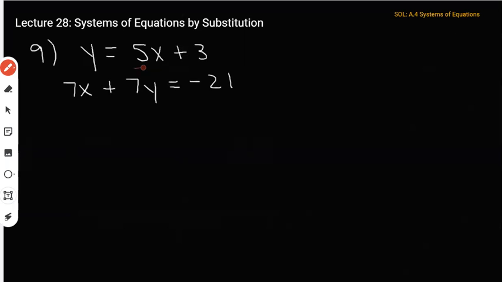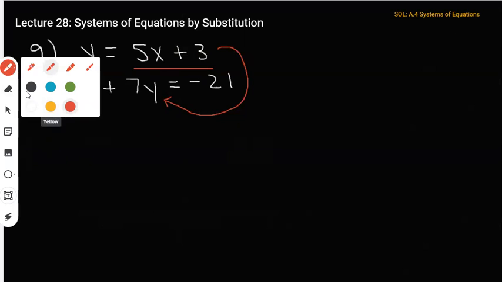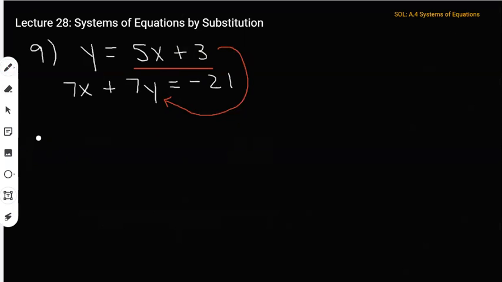So I'm going to underline the 5x plus 3 like this. And what I'm going to do is take this 5x plus 3 and put it in for y down here. So I'm going to draw an arrow from the 5x plus 3 to the y down here. So basically, y is going to get replaced by 5x plus 3. And I'll show you how I do that at the bottom.